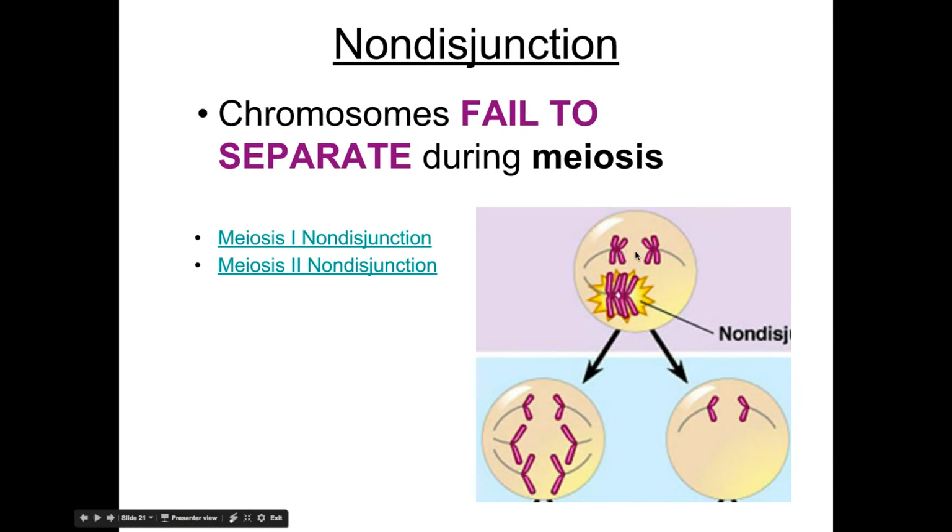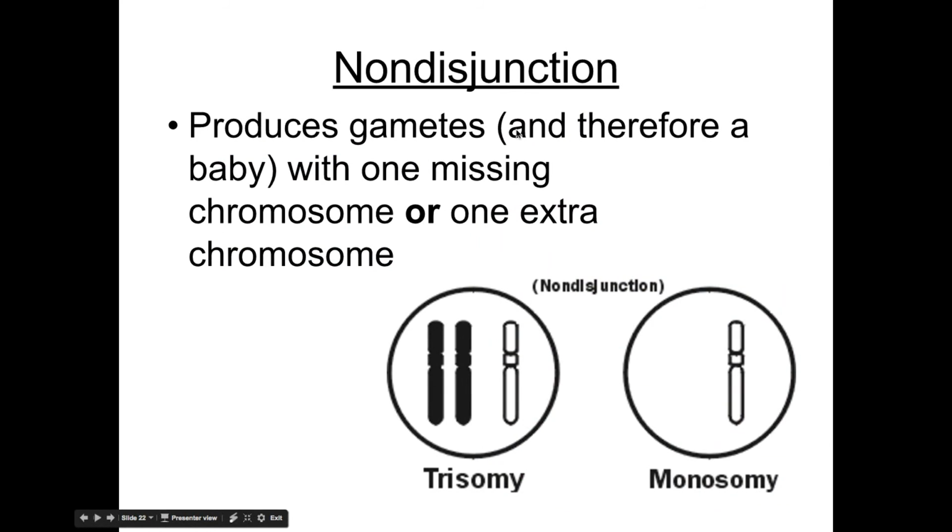Nondisjunction occurs, well, if you can see it here, these chromosomes are supposed to split up, half in this cell, half in that cell. Well, sometimes accidentally they won't split up. So one sperm or egg will end up with too many, and one will end up with too few. You can see an example here. This is a perfect example of nondisjunction, producing gametes with one missing chromosome or one extra chromosome.